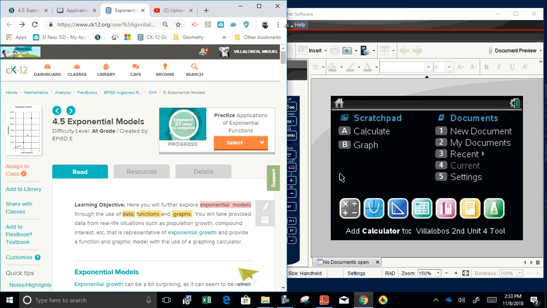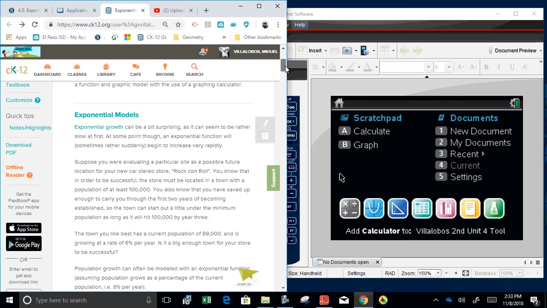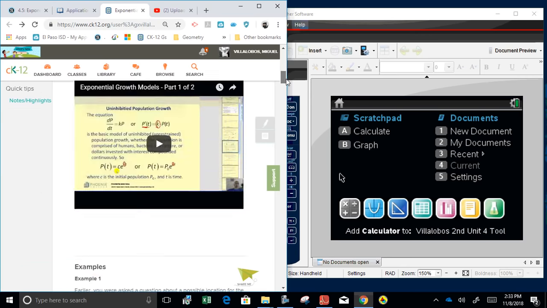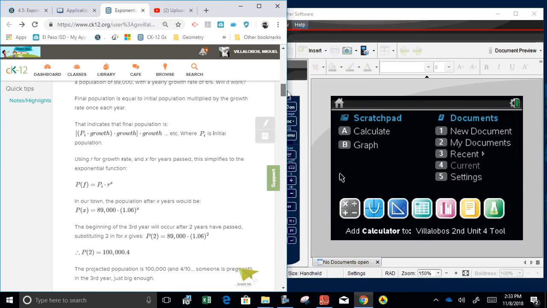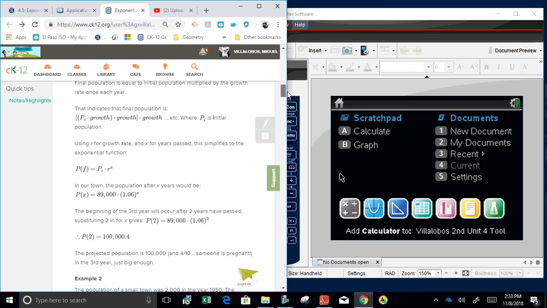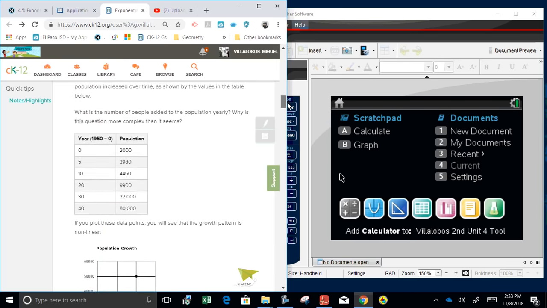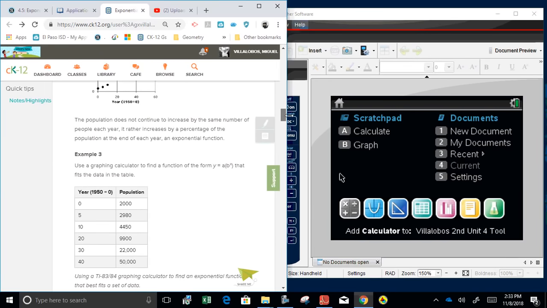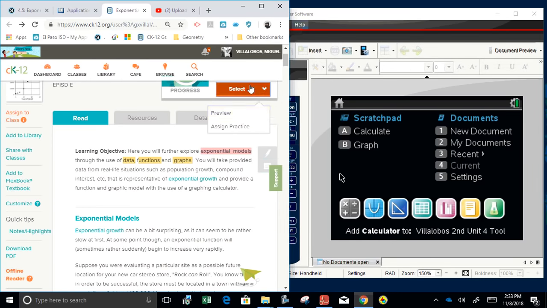Okay, so what's an exponential model? Exponential growth can be a bit surprising. Here's a video you can watch on that. And here are the other things we can read about. Here's some data. Now, let's use the practices. Practice here.